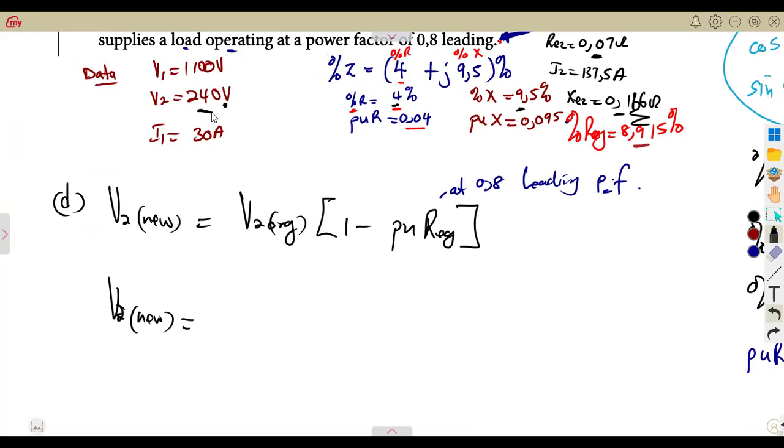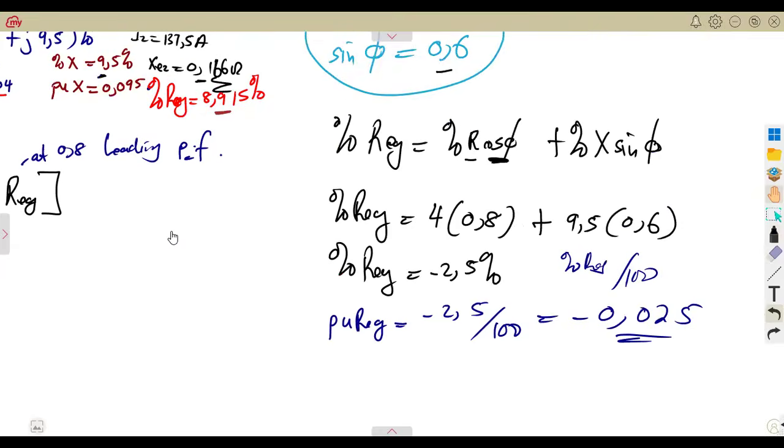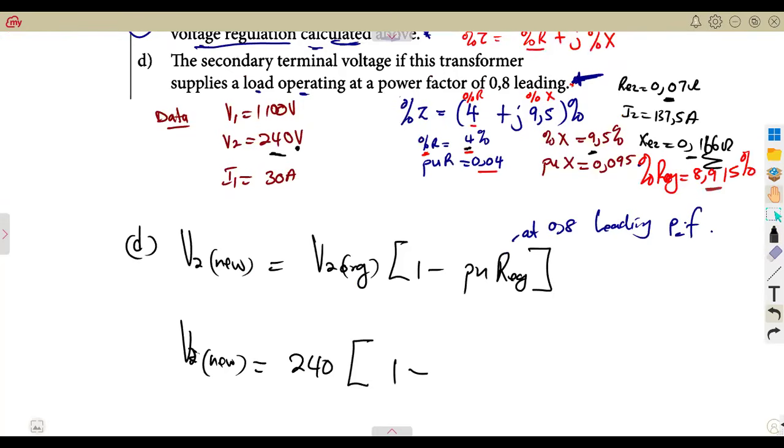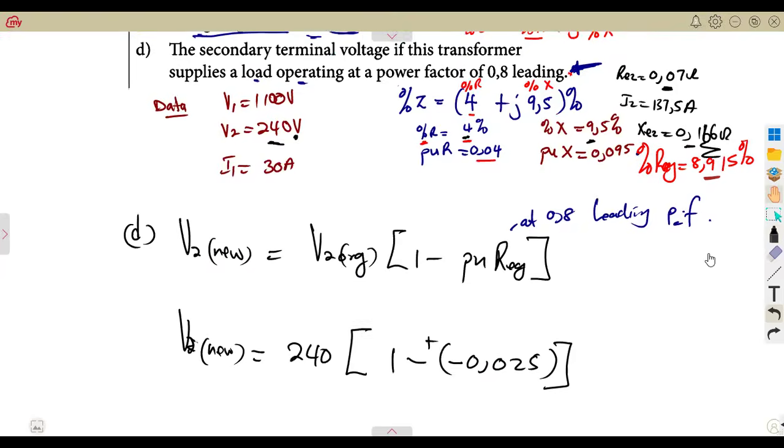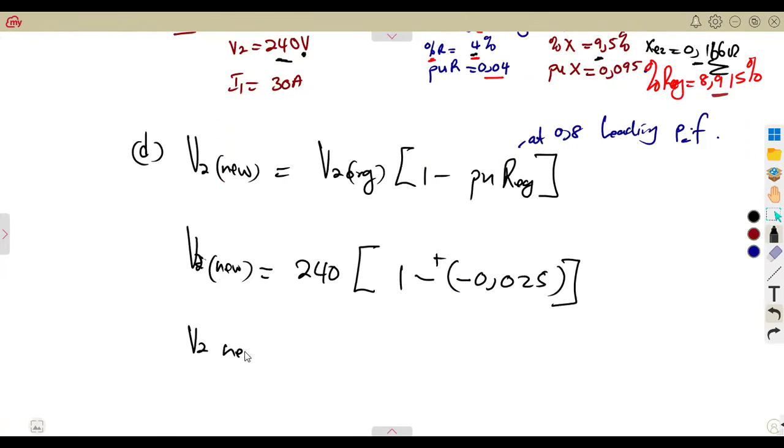Okay, anyways, let's substitute 240 into what? 1 minus the per unit regulation, which we got as a negative. So it's a negative as it is. Write it as it is. So a minus and a minus will give us a plus. So you're going to multiply everything, then you're going to get your V2 new, which is the new voltage now at the terminal side of the secondary. And that was going to be 246 volts, which is bigger than what we had before, to show us that it's truly a leading power factor. That is how it was supposed to be.